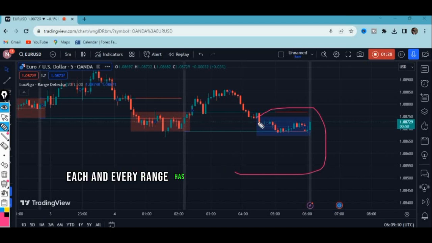Each and every range has equal highs and equal lows, and you can see on the live market that price is reacting at the high, and it reacted to the low of this range. So this is a very important thing to really know.